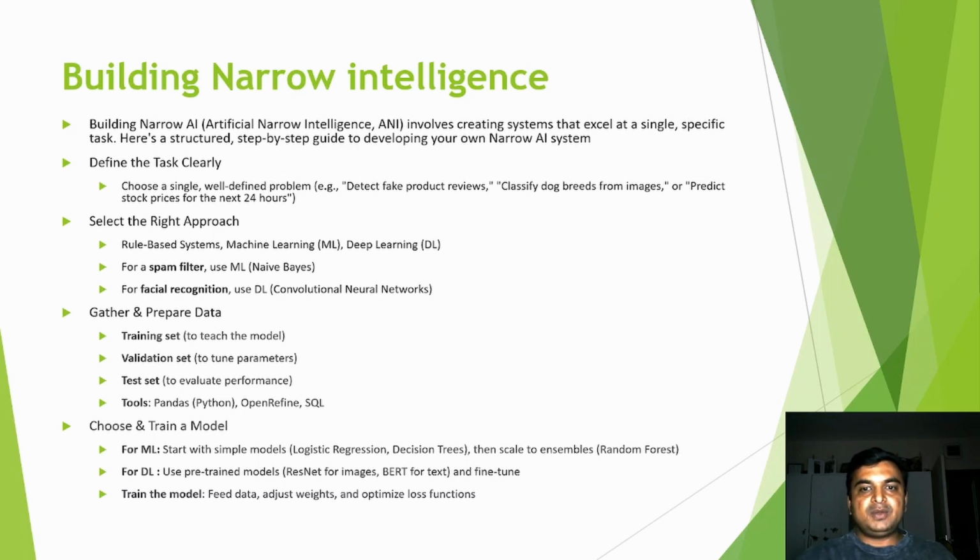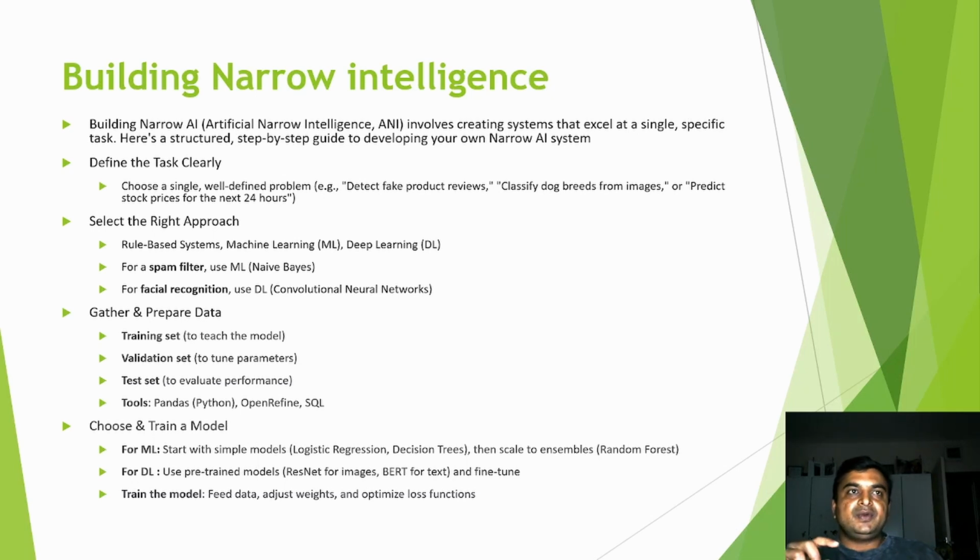For simple problems, we start with basic models like decision trees. For harder ones, like recognizing objects in photos, we use powerful models like ResNet. AI learns by adjusting itself again and again until it gets really good.